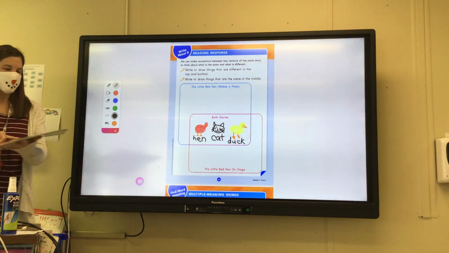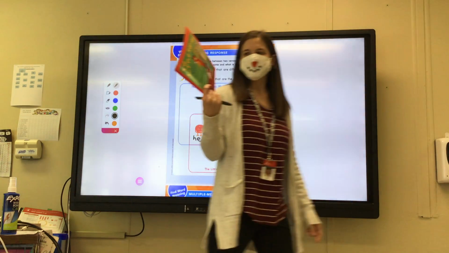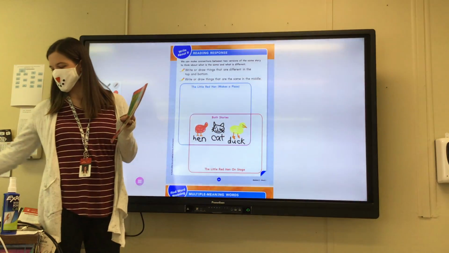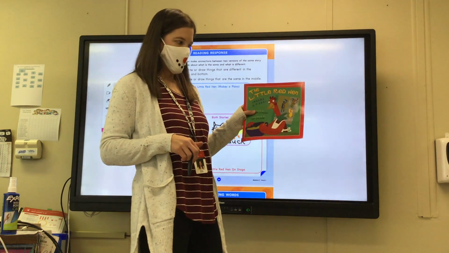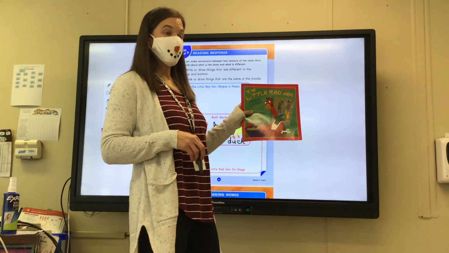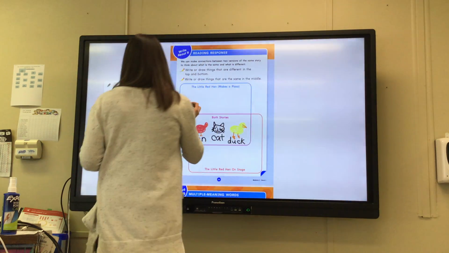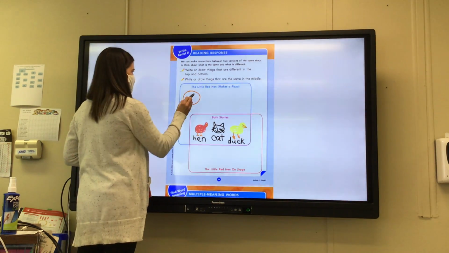Alright, now let's talk about this one first, because it's on the top. The Little Red Hen Makes a Pizza. What happened in The Little Red Hen Makes a Pizza that's different? The other one, she makes a bread. Okay, so in this one, what does she make? A pizza. So we could draw a picture of a pizza, right?